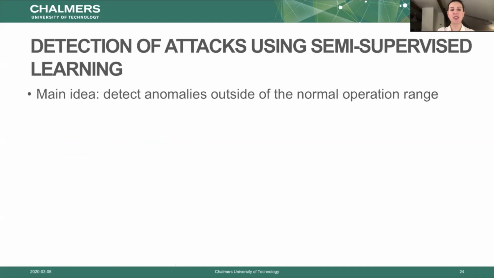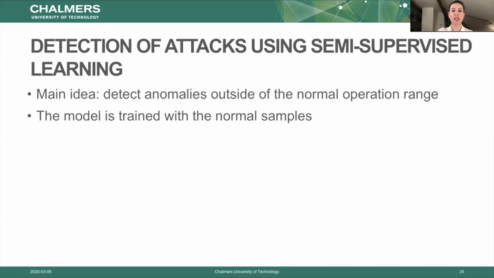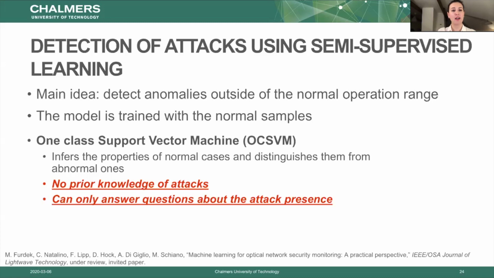When semi-supervised learning is used, the logic is similar, detecting anomalies outside of the normal operation range, but this normal operation range is known, and the model is trained with the normal samples. Here we used one-class support vector machine, or OCSVM, which infers the properties of normal cases and distinguishes them from abnormal ones. As in DB-scan, it doesn't have prior knowledge of attacks and only can answer a question about the presence of an attack.